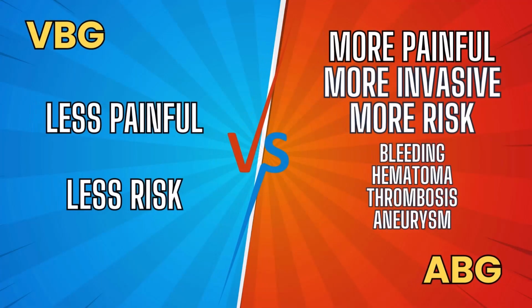We all know that VBGs are less painful and associated with less procedural risk, whereas ABGs are more painful, they're more invasive, and they're associated with greater risk, including bleeding, hematoma, thrombosis, arterial aneurysm, and nerve injury. Additionally, it takes skilled staff to perform ABGs.